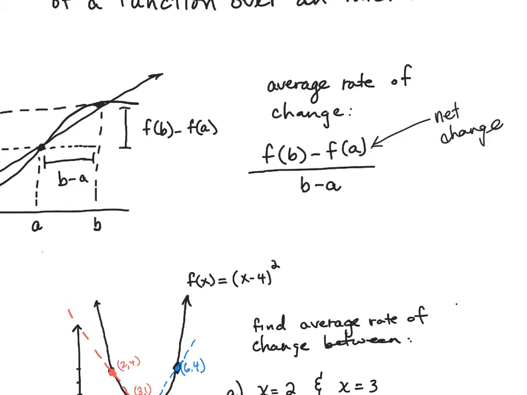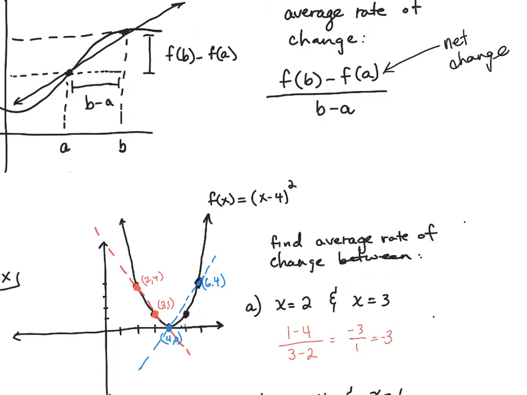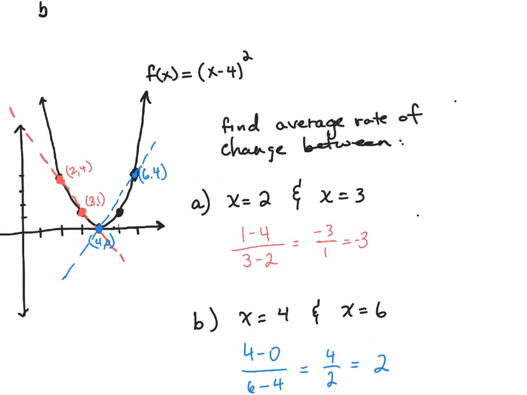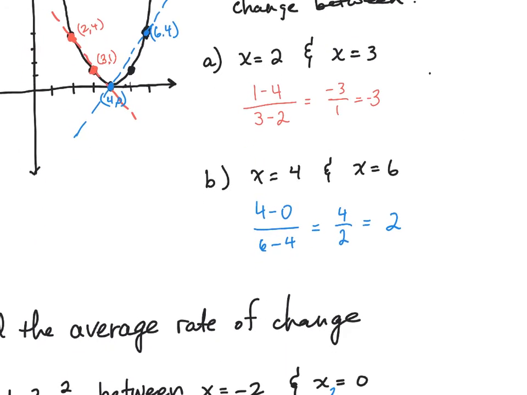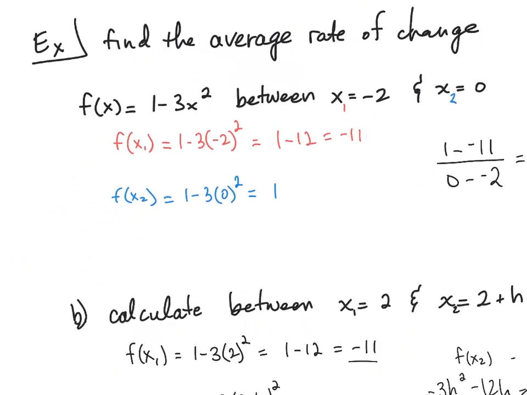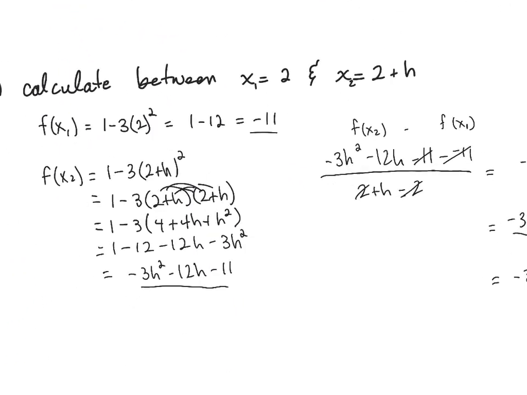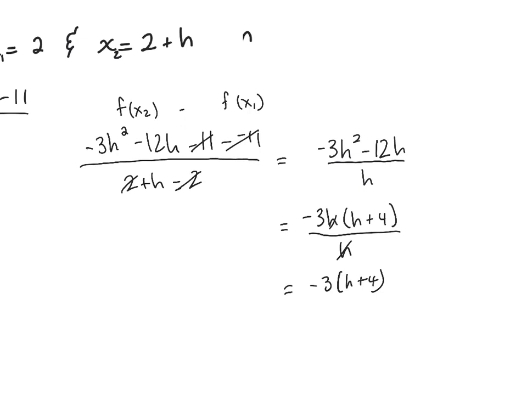So when they ask you to find the net change, it would just be the value you get in the numerator before you divide by the denominator. So for example, here on part A, net change would be negative 3. On part B, net change would be 4. The problem that we just did, for example, this expression here in the numerator would be your net change, and then once we divided, that would be the average rate of change.